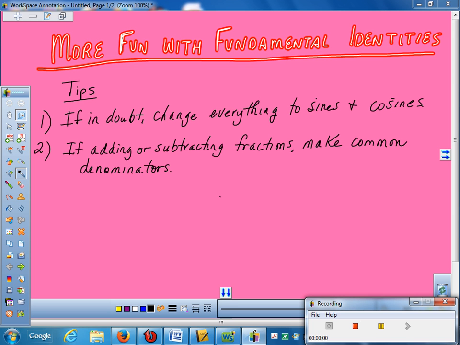But in this case, a couple of tips you already know. If you don't see any other way to go, you can always change everything to sines and cosines, because there's an identity over there that changes every single one of them to a sine or a cosine.